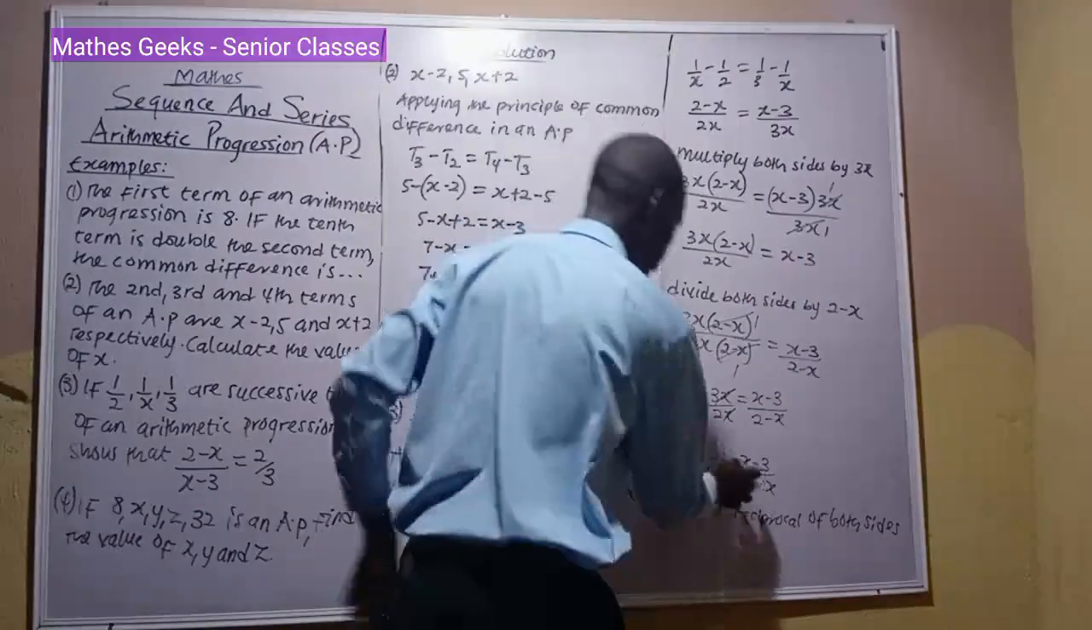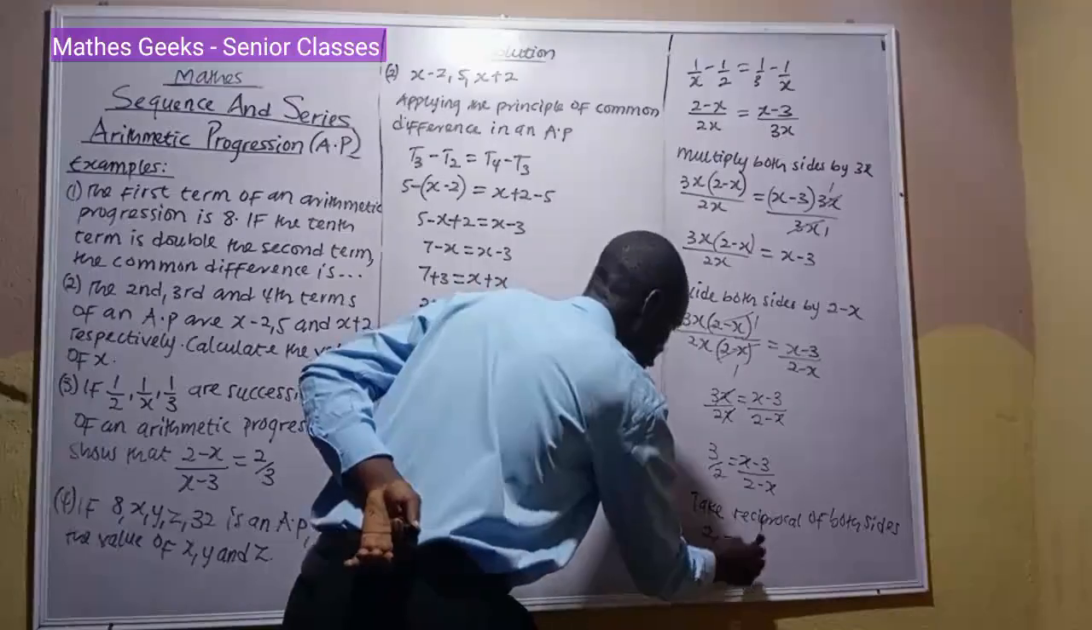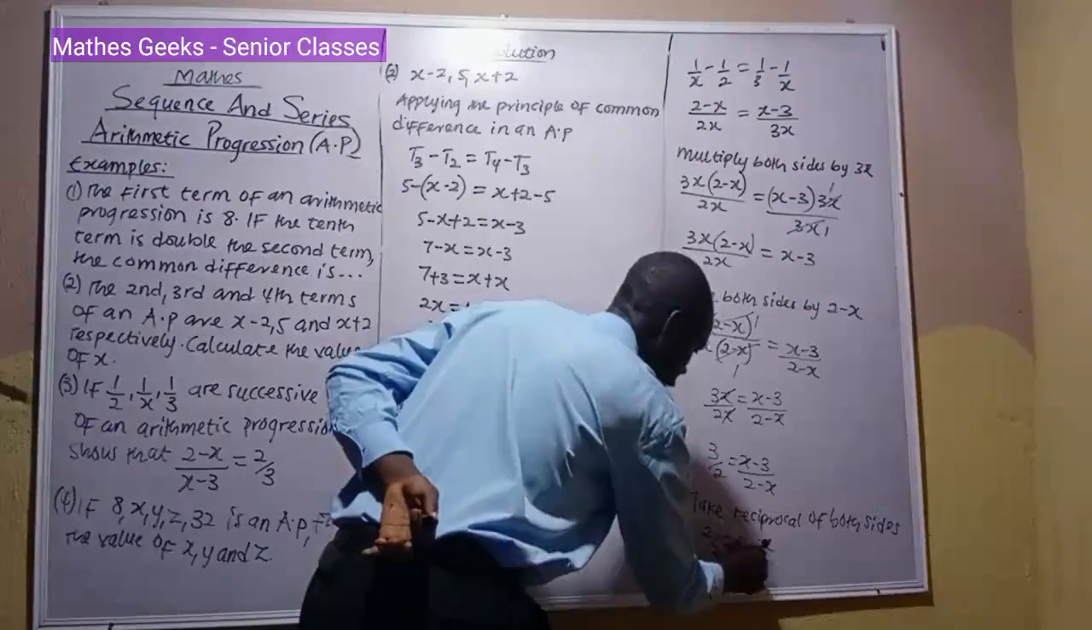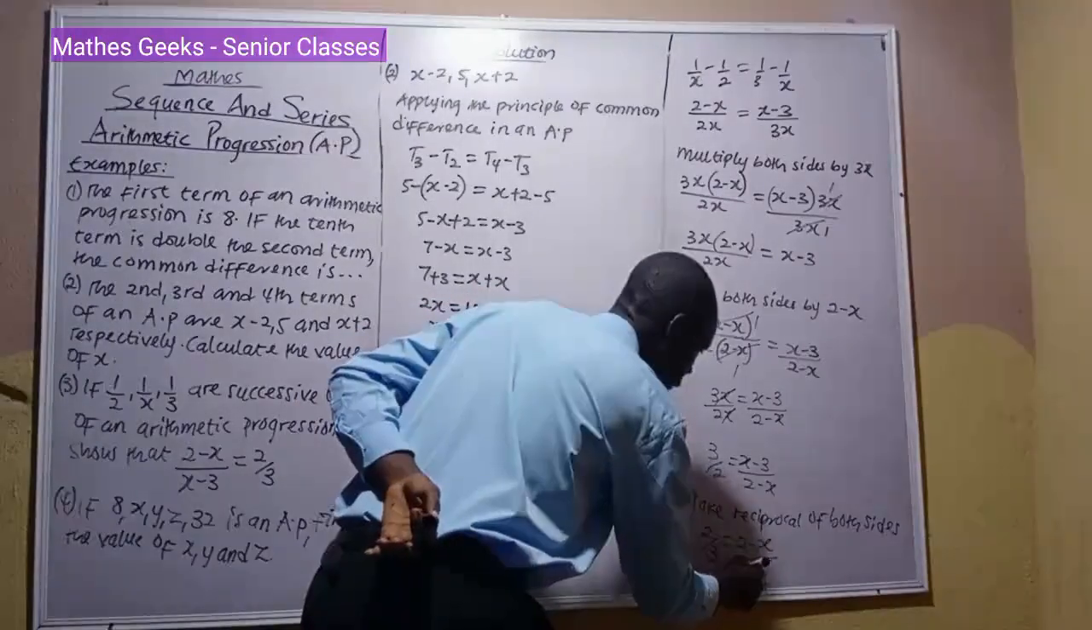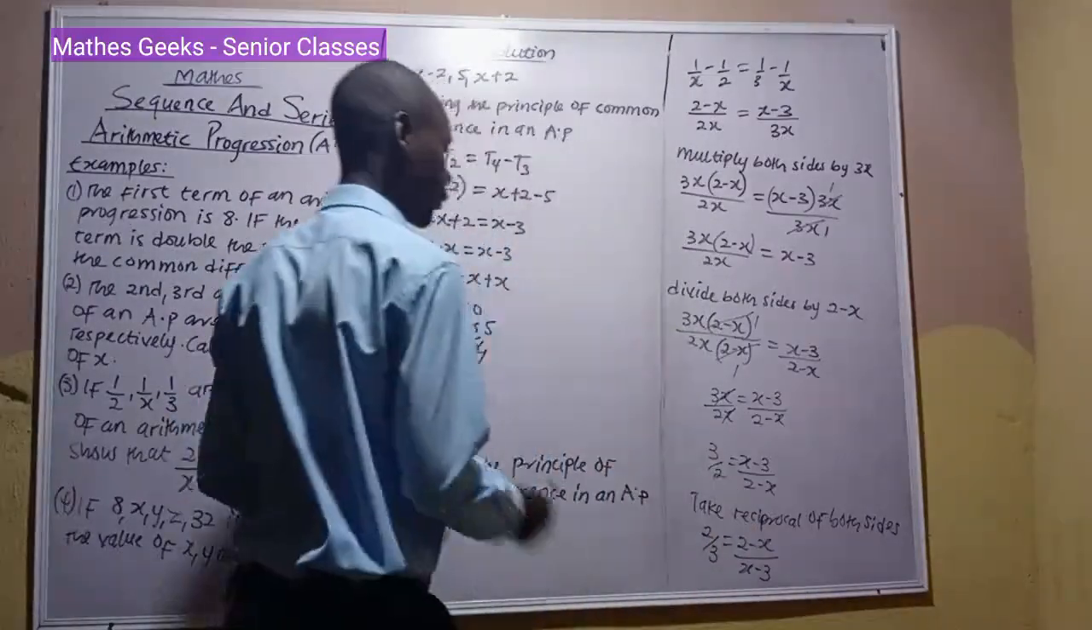So what that implies is that we're going to change, so this becomes 2 over 3 is equal to 2 minus x over x minus 2. So that's our answer.